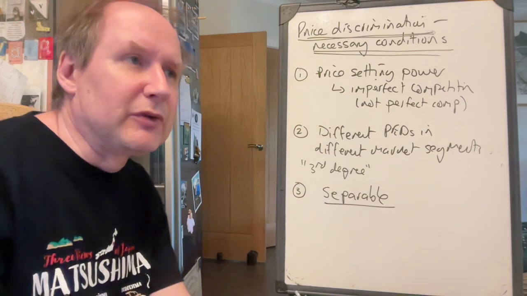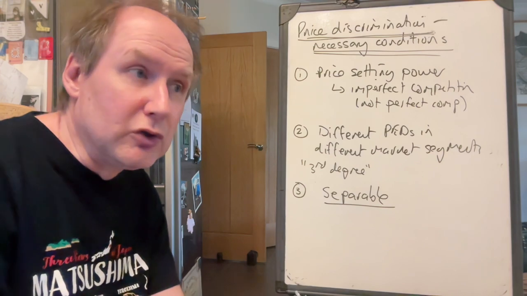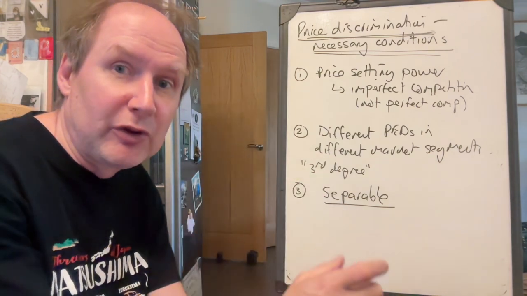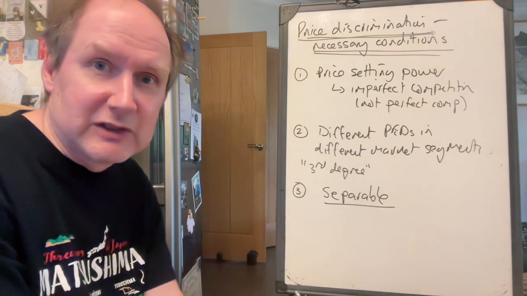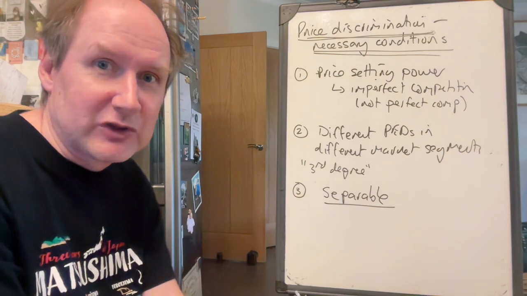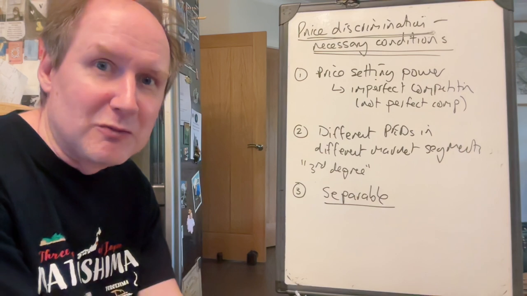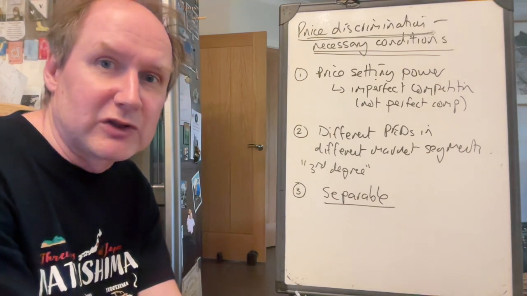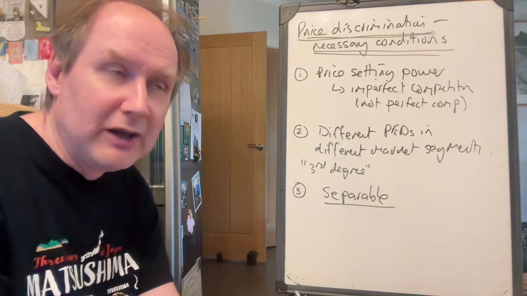So think about the examples that we've given. Student, adults. To get your student discount, you've got to produce a student card. Therefore, those two markets are separable. Or in the case of peak and off-peak, it's obviously separable by time. If you're travelling before a certain time, then you've got to pay the higher price. You've got no meaningful alternative. So separability is absolutely critical.